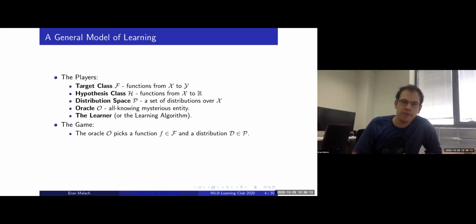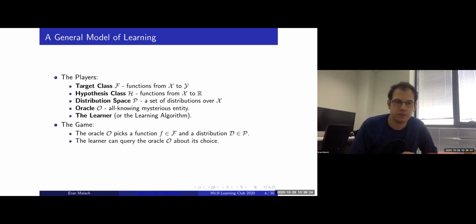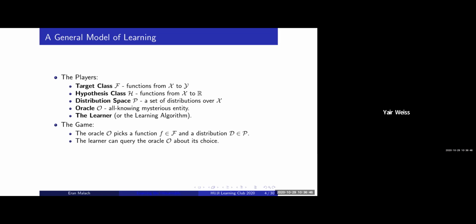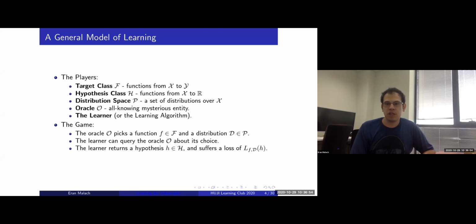So what is the game of learning? The oracle picks a function from the function class and a distribution from the distribution class, and he will do so in order to fail us, let's assume. And the learner, which wants to get a good loss on the choice of the oracle, can query the oracle about its choice. You can ask him predefined questions about what the oracle chose. So the oracle chooses F and D, and we can ask him how this F behaves in a given scenario. And at the end of the game, the learner suffers the loss that we defined previously. This is just the loss with respect to the choice of the oracle on the hypothesis that the learner outputs. Is this clear so far?